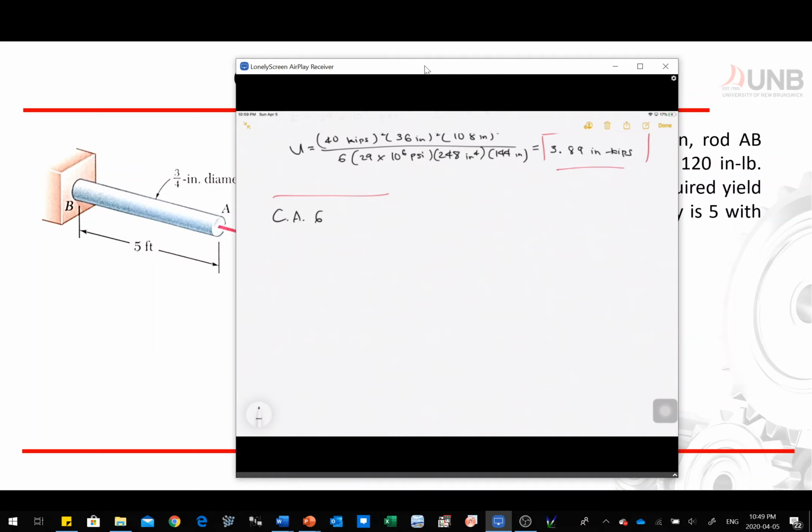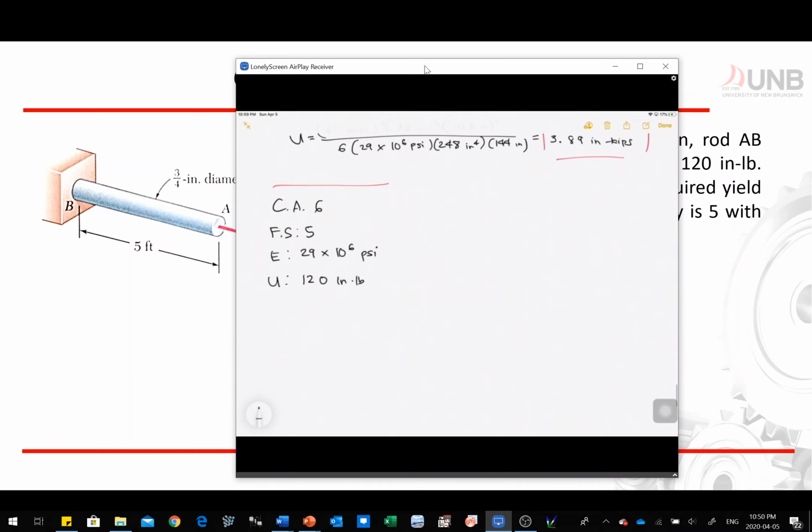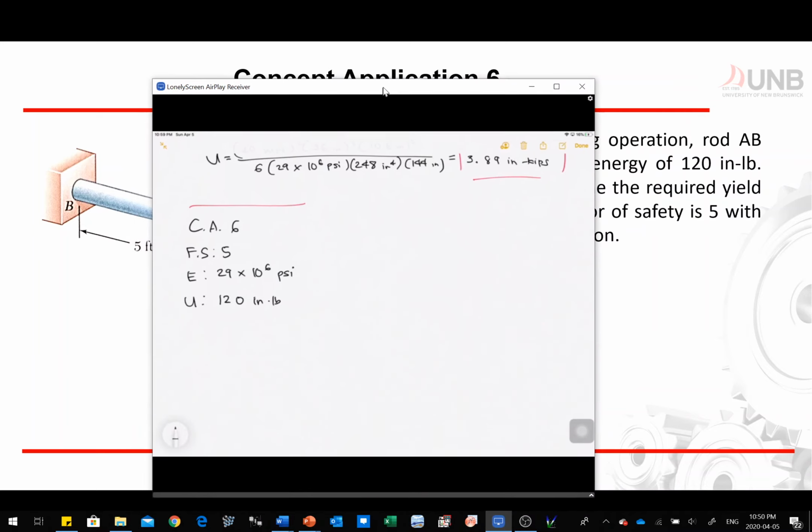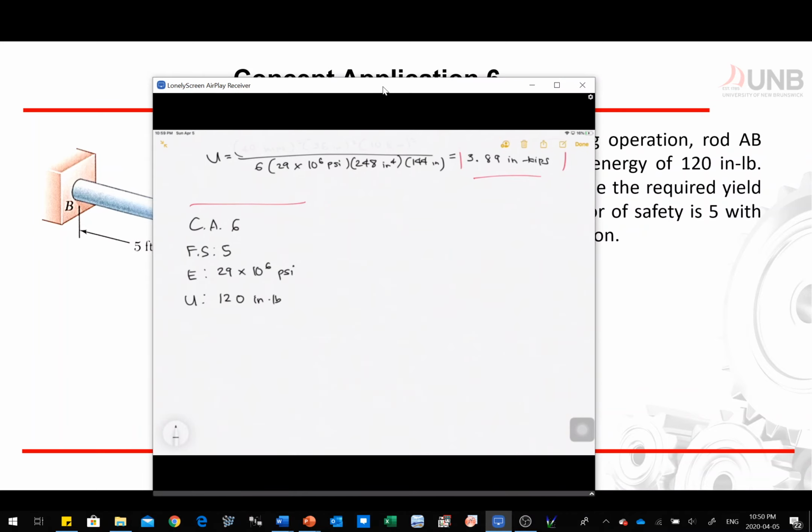For concept application number 6, we have factor of safety equal to 5. Our E is equal to 29 times 10 raised to 6 psi. And we have our U, which is strain energy, 120 inch-pound. The first thing is we have to consider our factor of safety.